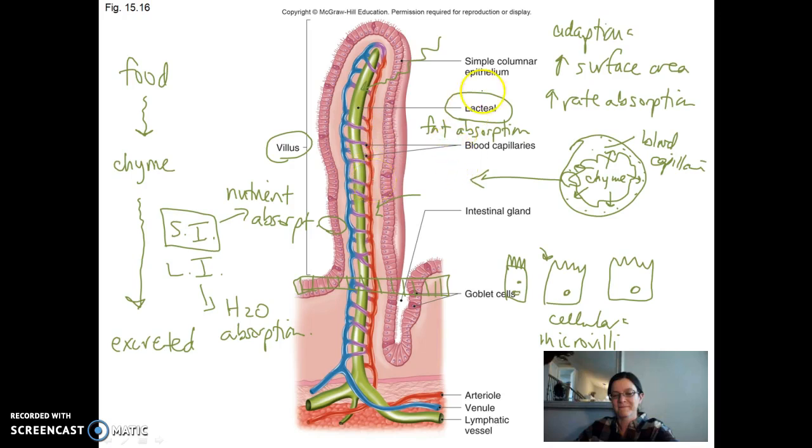So hopefully this is helping you understand how we have multiple layers of adaptations happening in our small intestine to allow for increased surface area, which helps with an increased rate of absorption of these nutrients.